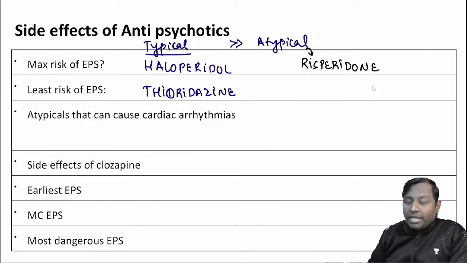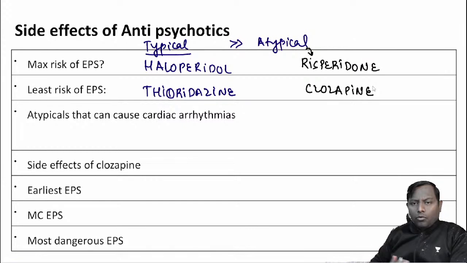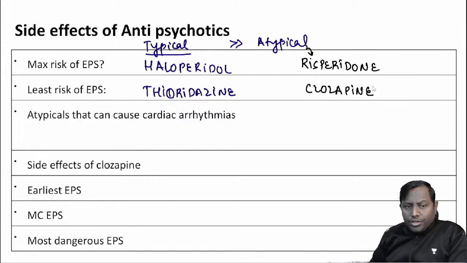This is the most potent atypical antipsychotic. The one that is overall least and you can say no extrapyramidal symptom will be your clozapine. They do not have extrapyramidal symptom. Which atypical can cause arrhythmias? The atypical that can cause arrhythmia will be sertindol, ziprasidone, they all can cause cardiac arrhythmias.